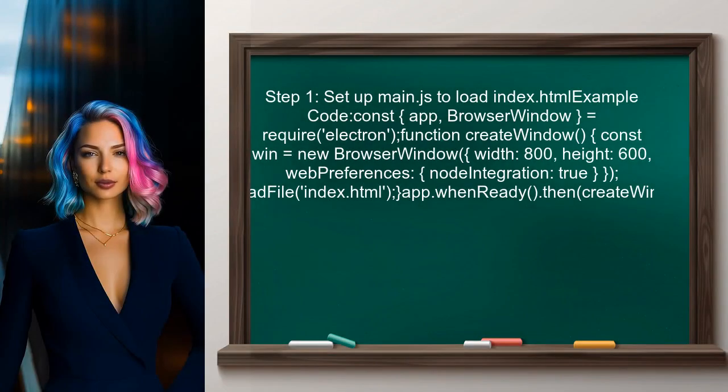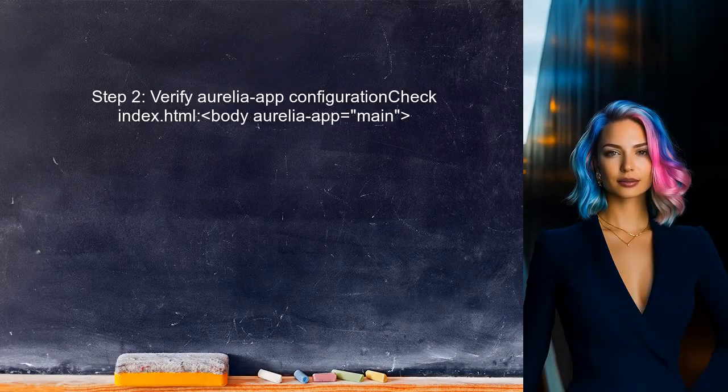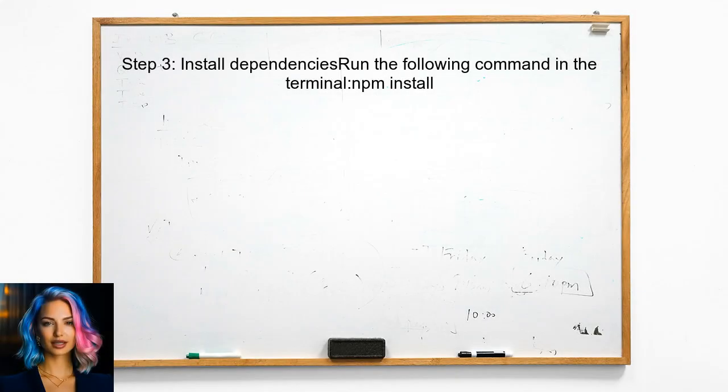To get the Aurelia app running with Electron, the user should first ensure that the main.js file is correctly set up to load the index.html file. This is crucial for displaying the app. Next, the user should check the configuration of the Aurelia app. It's important to ensure that the aurelia-app attribute in the body tag is correctly pointing to the main module. After that, the user needs to ensure that all dependencies are installed correctly. They can do this by running the npm install command in the project directory.